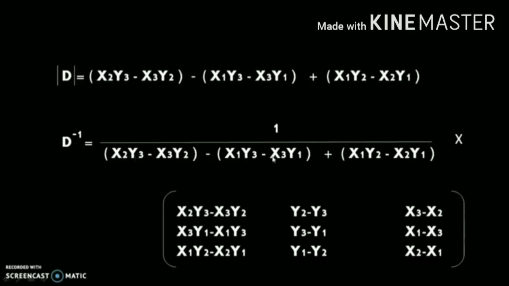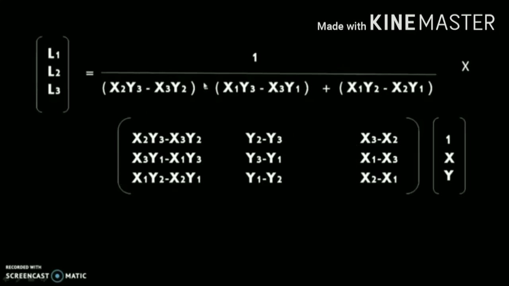into the matrix x2 y3 minus x3 y2, y2 minus y3, x3 minus x2, x3 y1 minus x1 y3, y3 minus y1, x1 minus x3, x1 y2 minus x2 y1, y1 minus y2, x2 minus x1.